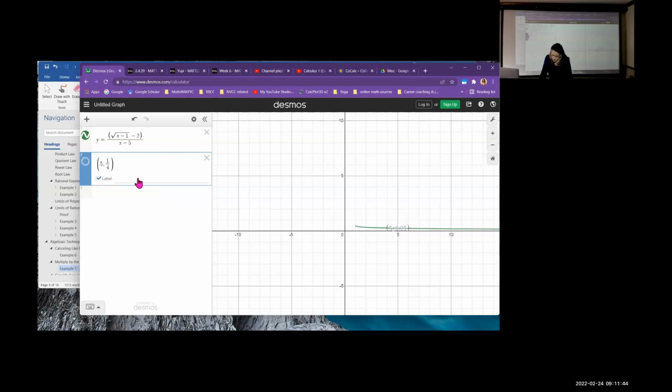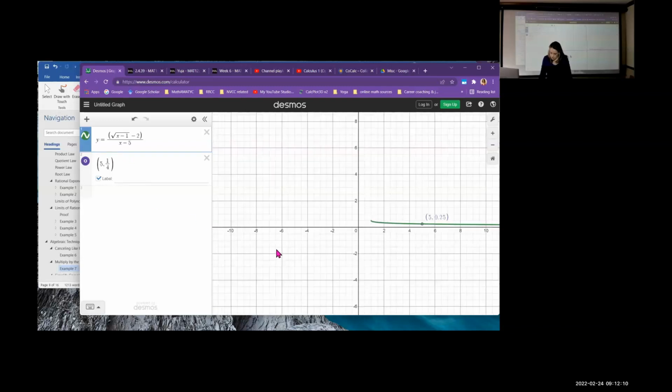Now, if we turn this graph off and we click on (5, 1/4), if I can get it to go exactly, notice it says it's undefined. That point is a hole in the graph of that radical function, which is a pretty strange looking animal. It looks like it's hard to see what it's approaching. I'll scroll out a little bit. But basically, we have a hole in the graph right there at (5, 1/4).